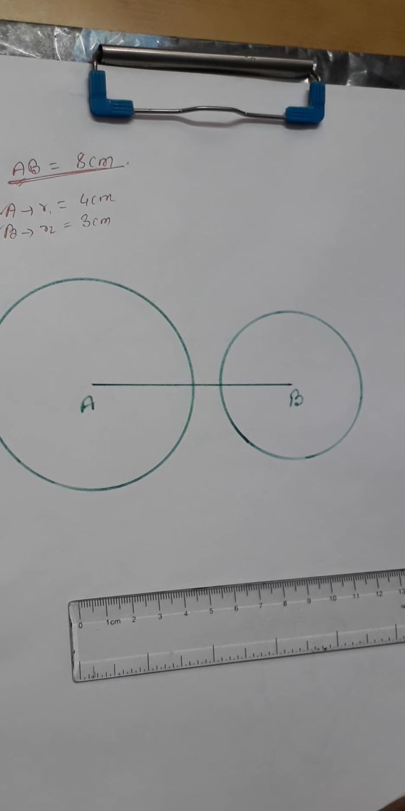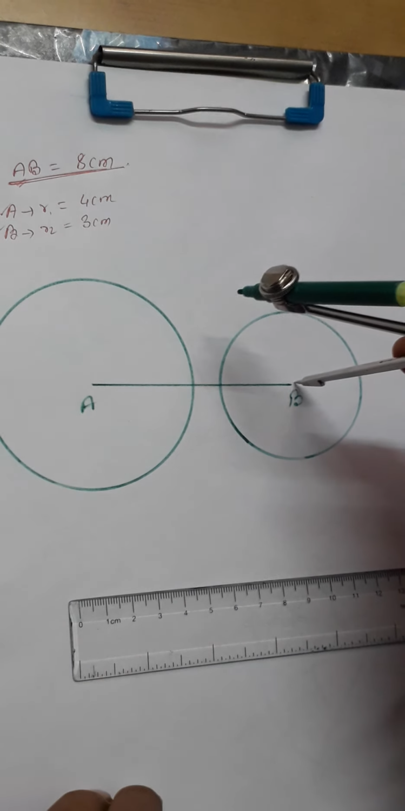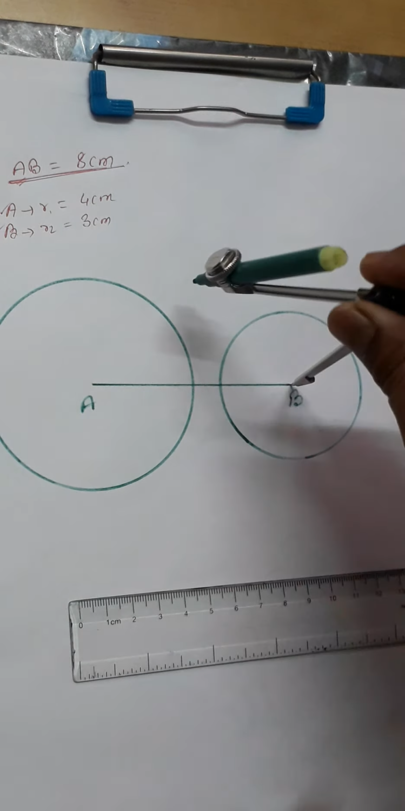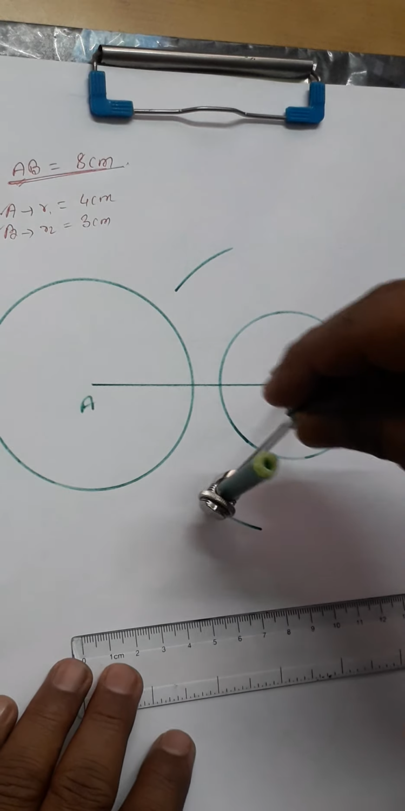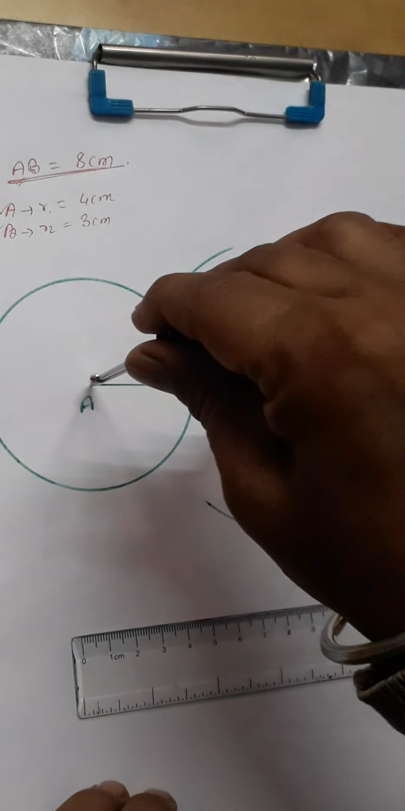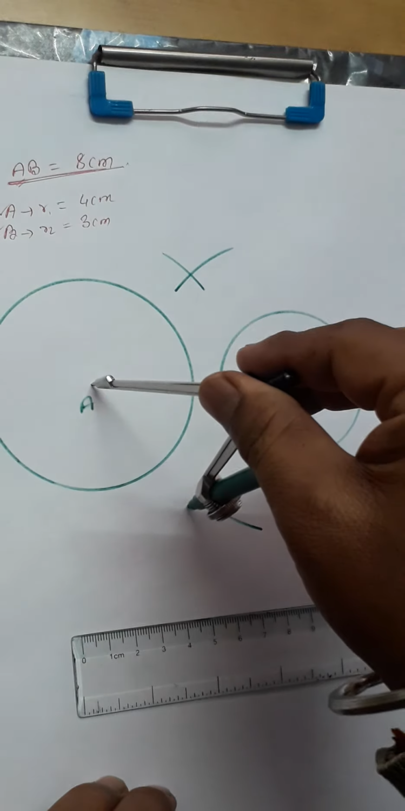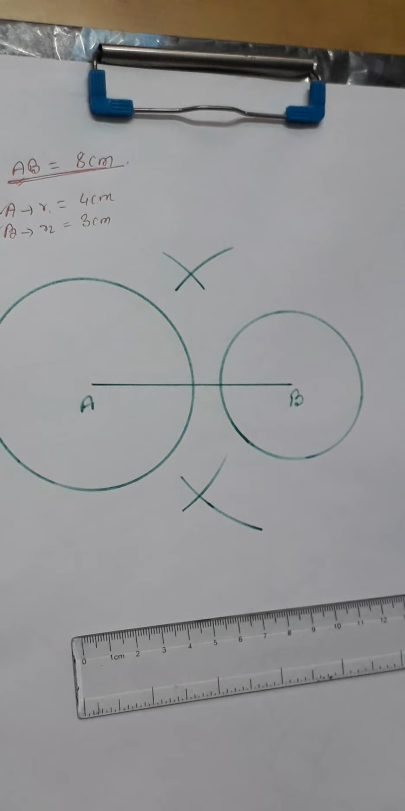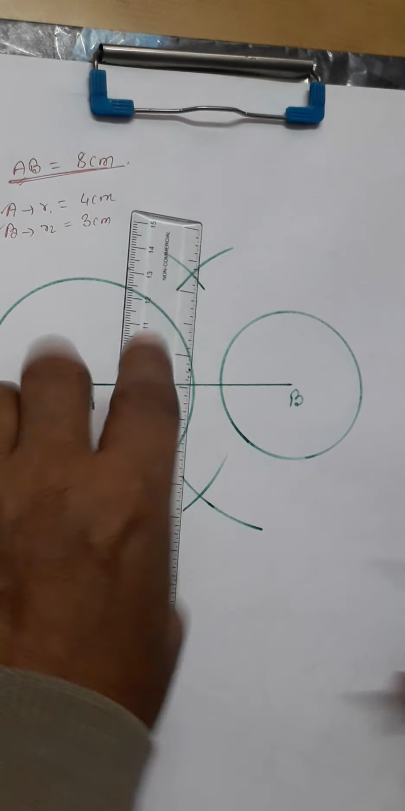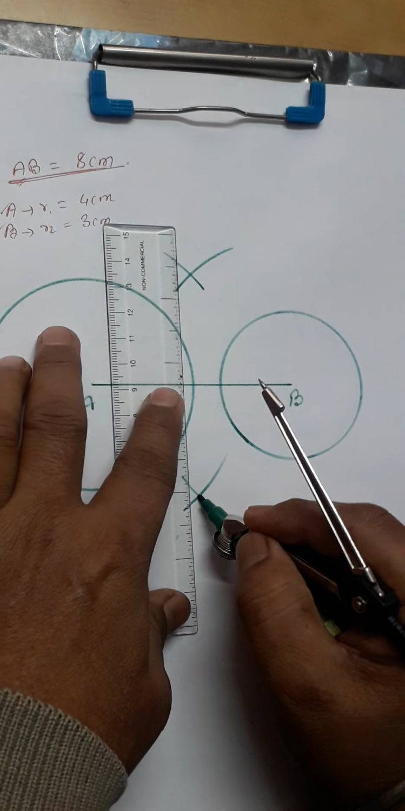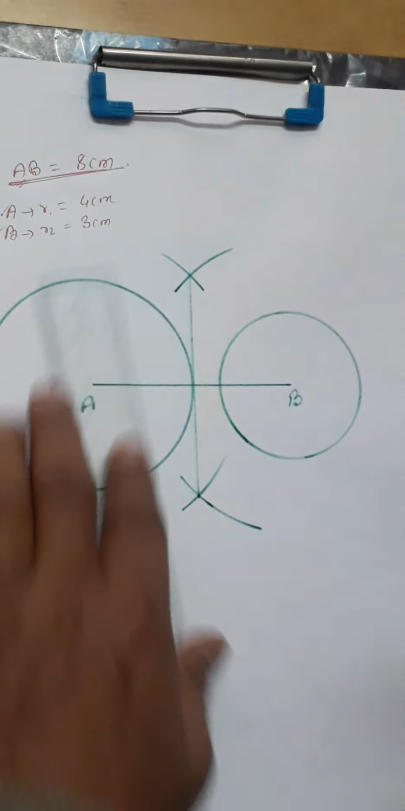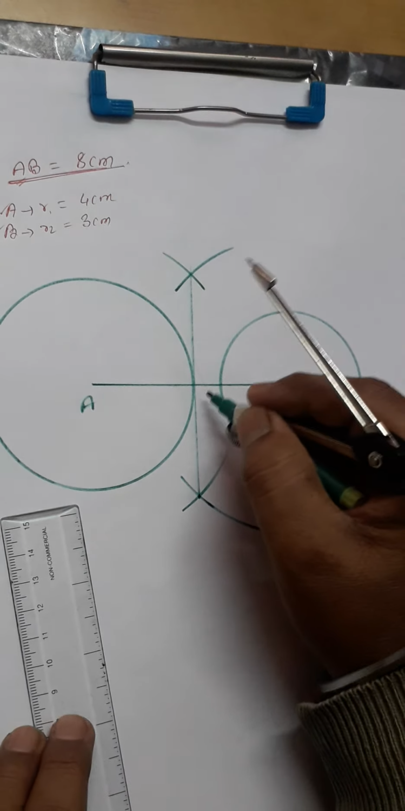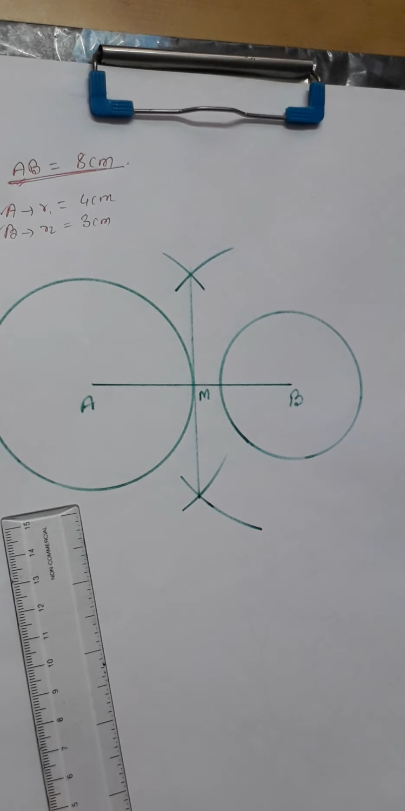First of all, we will draw the perpendicular bisector of this AB. We have drawn two arcs, and from this point we have drawn two arcs. We will join these 2 points. Let it be point M or any other point we can take.